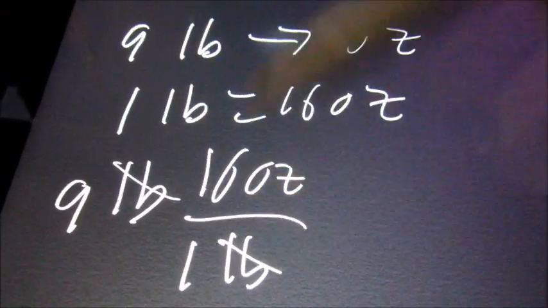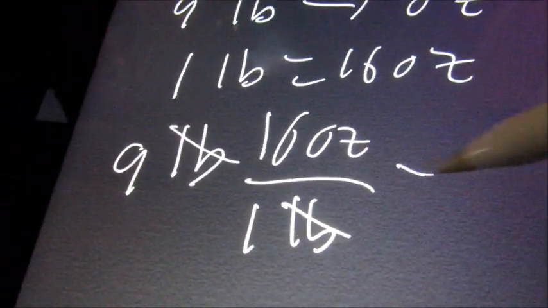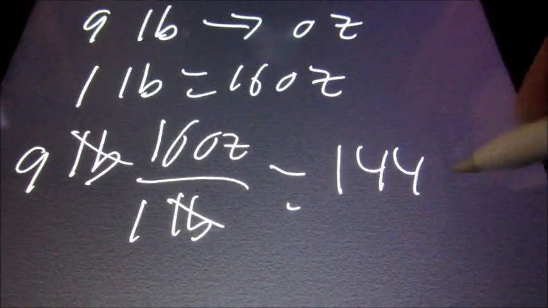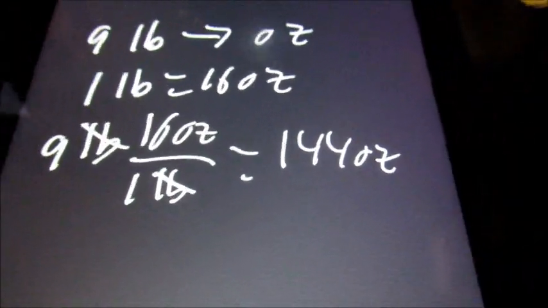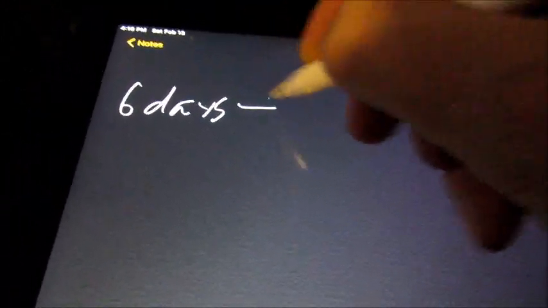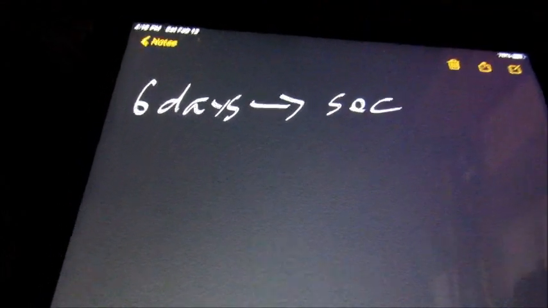Our pounds cancel. All we're left with is ounces, so we just need to multiply 9 times 16 and get 144 ounces. All right, next, let's say that we have 6 days and turn that into seconds.